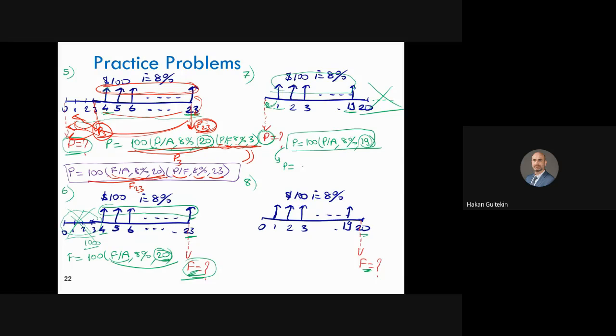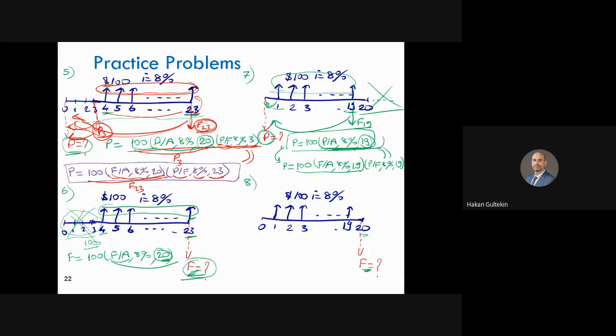Again, for this P, what can I do? Of course, this is the easiest way. You don't need to find it in a different way. But I just want to show you that there may be alternative ways to find it. And one alternative way is this. This 100, I multiply it by F given A, 8% and 19. And now this value is the future value at time 19. And now I need to shift it back to present time by using P given F, 8% and 19. And these two are exactly the same.